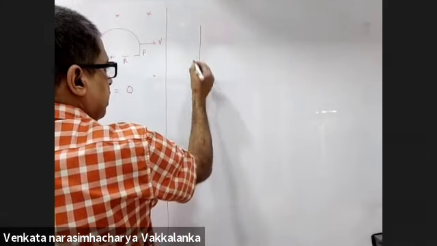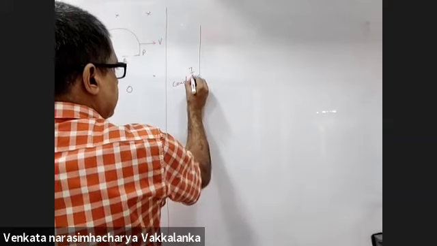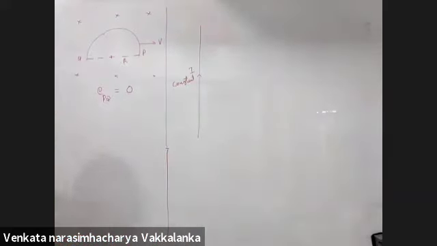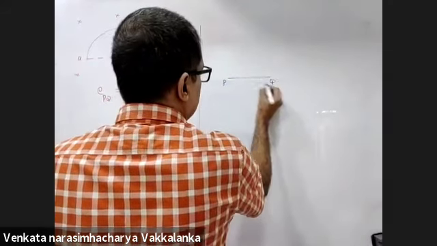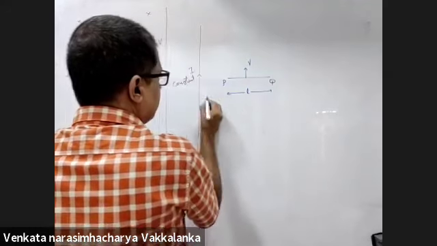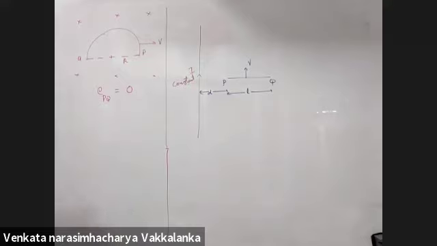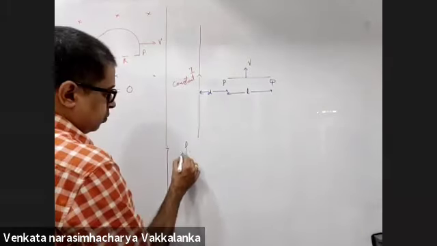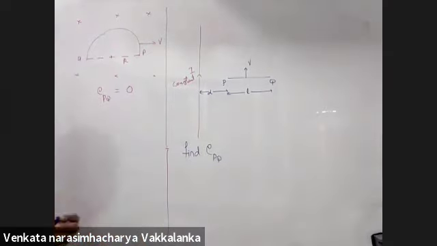This is a current carrying wire and constant. You have a thin wire PQ moving with a velocity of V. L is the length of the wire and D is the distance between them. Find the motional EMF across PQ.